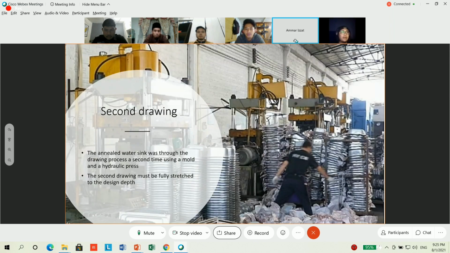For second drawing, the annealed water sink goes through the drawing process a second time using a mold and hydraulic press. The second drawing must be fully stretched to the design depths.